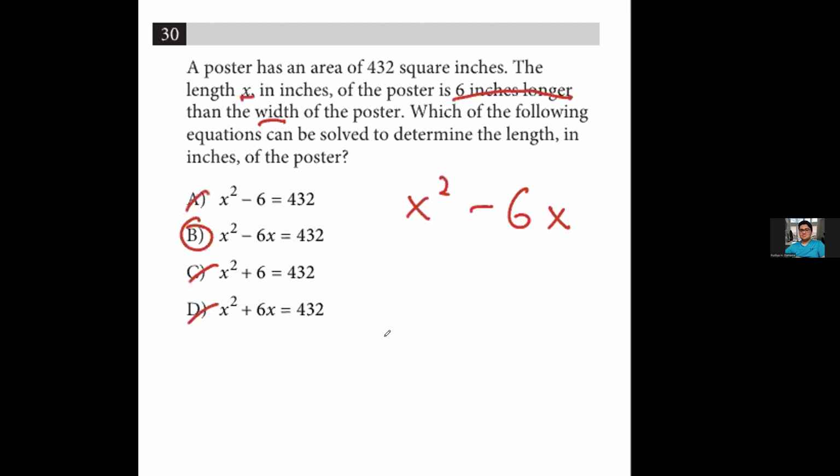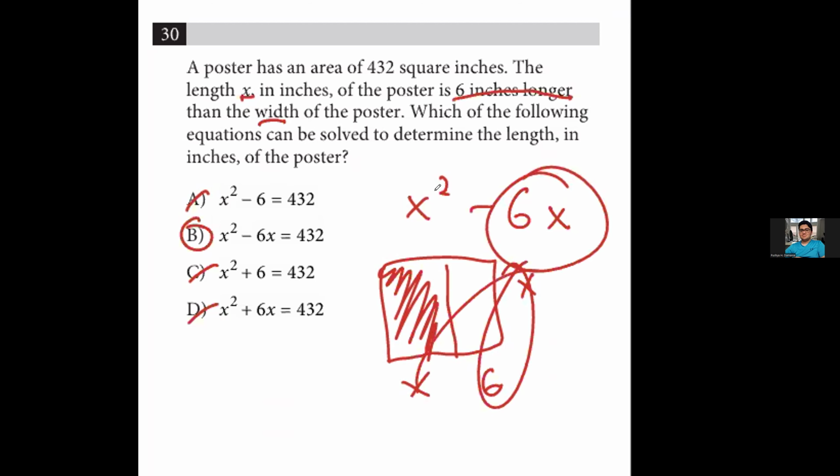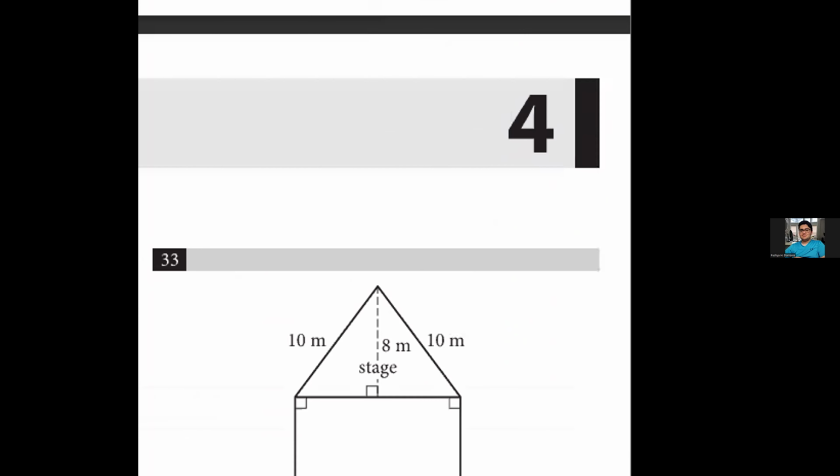Because X squared would get you this box, but what you want is this, basically. So you just take, this is X, and then this is the 6. So you just do 6 times X, and this would just be X squared. Okay, question 31.